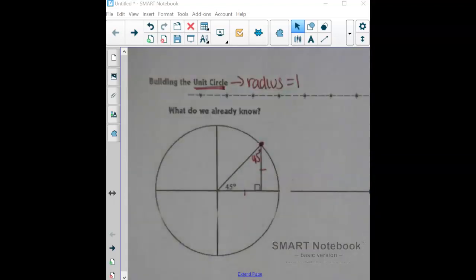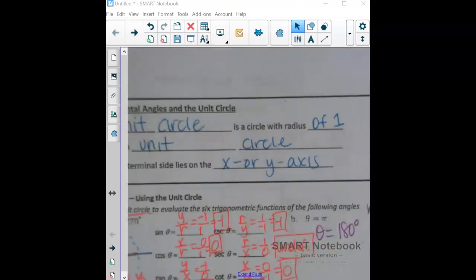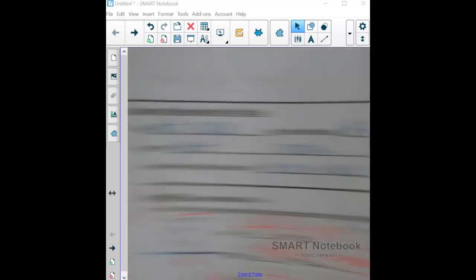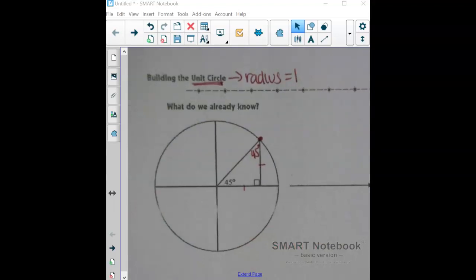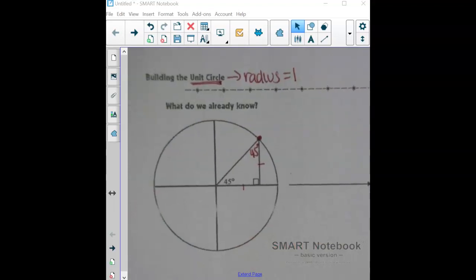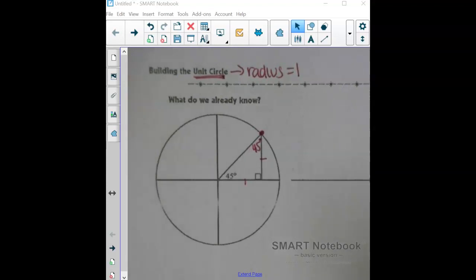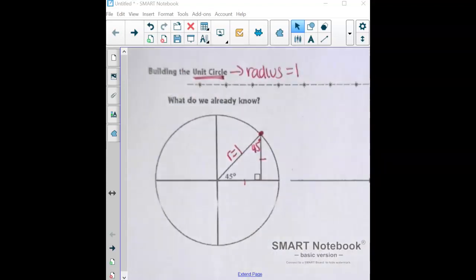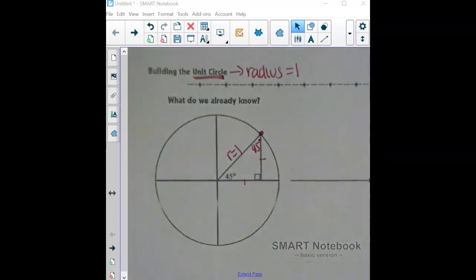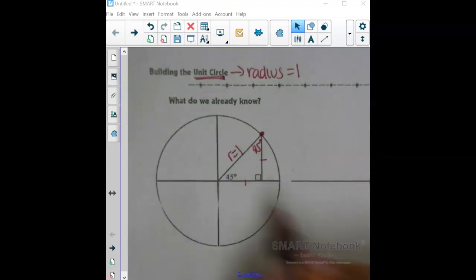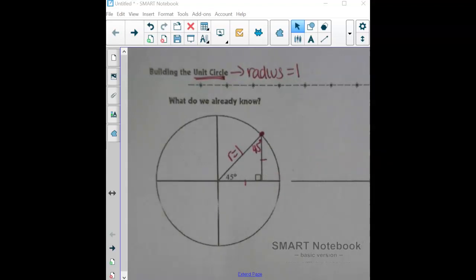Not on this page. Sorry about that. Talked about it on this page. The unit circle has a radius of 1. So guys, just take a second and look at things. You'd be surprised what you can tell me about this. So with what you already know, the radius equals 1. We know that it's an isosceles triangle. It's a 45, 45, 90 triangle, which means both of these angles, these side lengths, should be the same length.